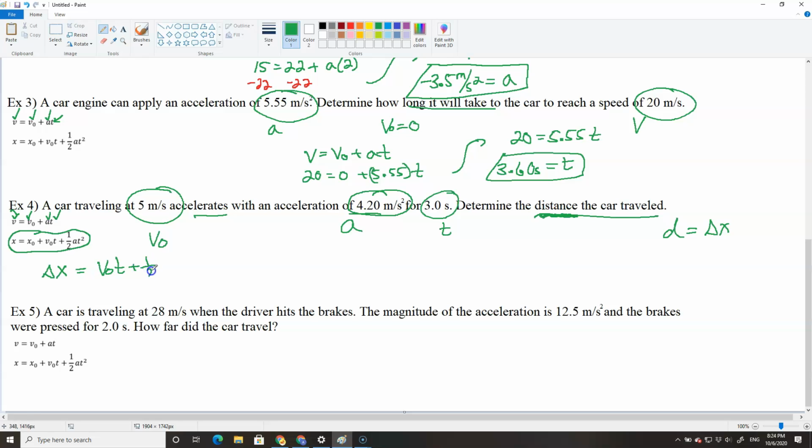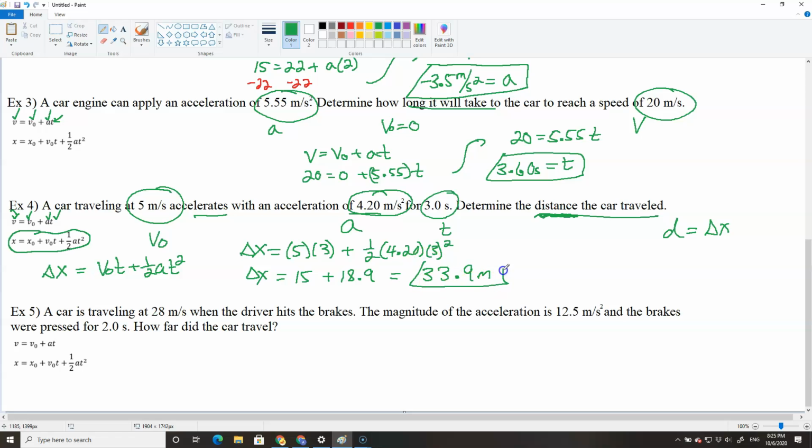So as I talked about earlier, I'm going to use delta x as v naught t plus 1/2 at squared. So delta x will be 5 times 3 plus 1/2 times 4.20 times 3 squared. This is 18.9. And the conclusion is it traveled 33.9 meters.